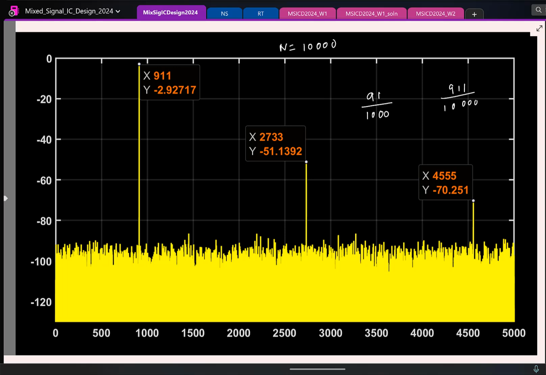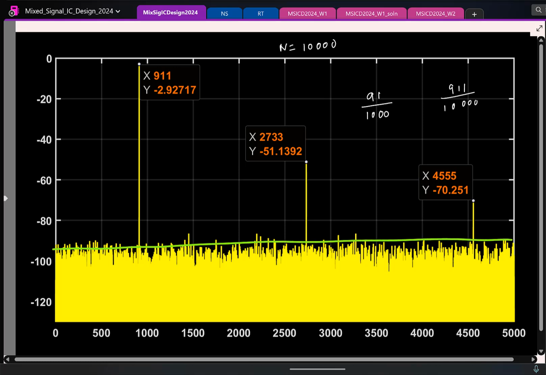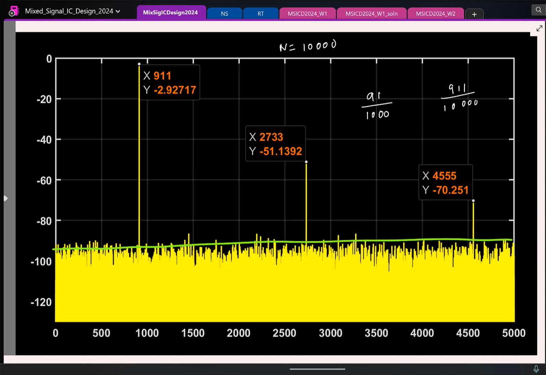So this is something to have in mind. The noise floor here depends not just on the quantization noise or the total noise power. It is the noise power divided by the number of points that is in your spectrum. Okay.